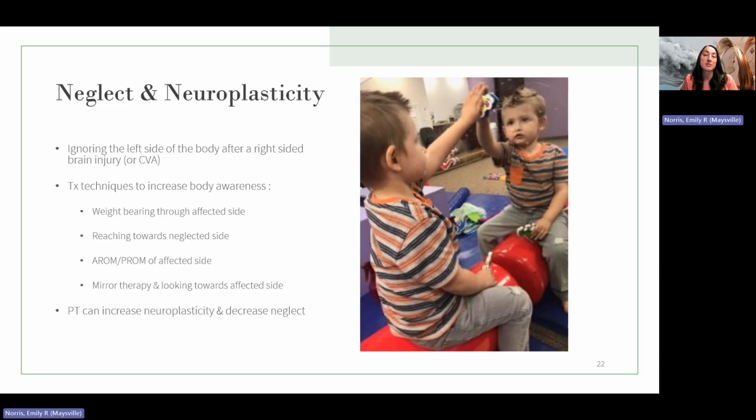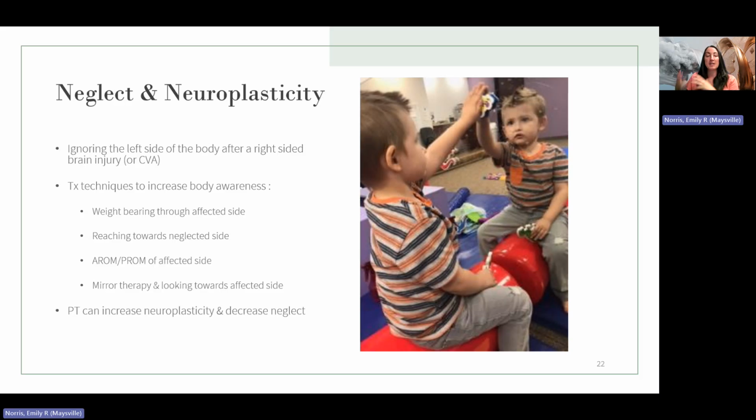Some of the techniques that we use in physical therapy that really can help increase somebody's awareness and help some of those pathways rewire and those neurons to really sprout out and control more areas include weight bearing through the affected side, reaching towards the neglected side, active and passive range of motion, especially if they're looking at that, and then mirror therapy or looking towards the affected side.